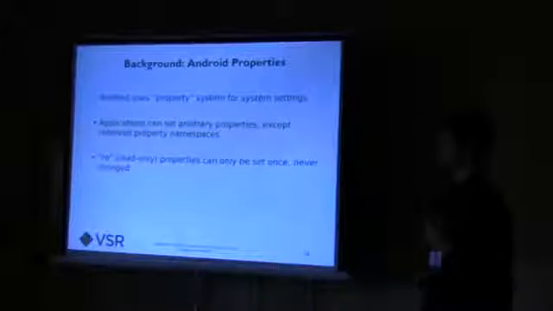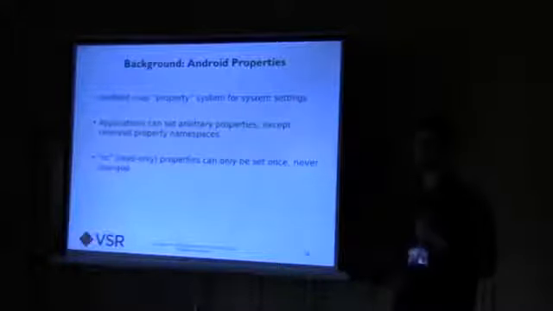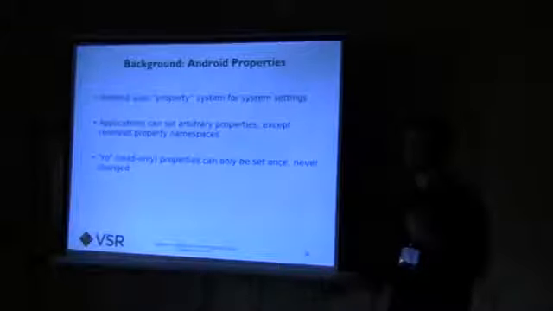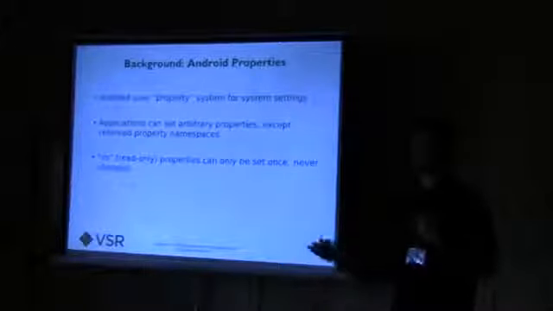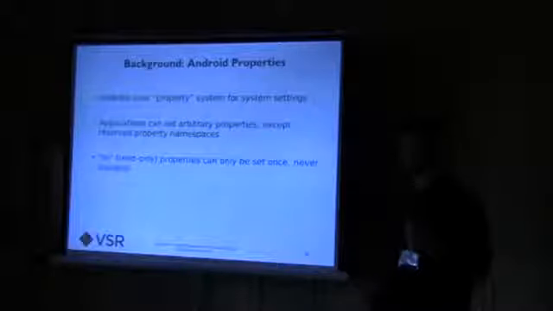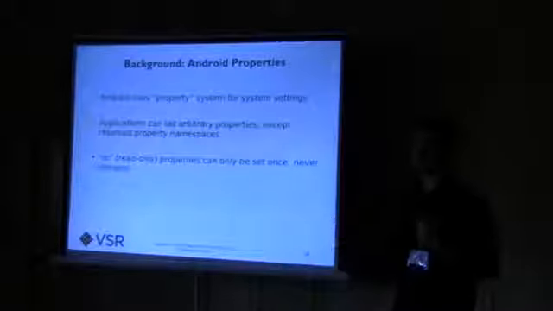Next, the other little Android trivia that you need to understand before going into these exploits. Android has a system called properties. The short version is it just uses properties to store global system settings. And applications can set arbitrary properties except for certain reserved namespaces, like ro properties, read-only properties. These properties can be set only once, and once they're set, you can't change them.